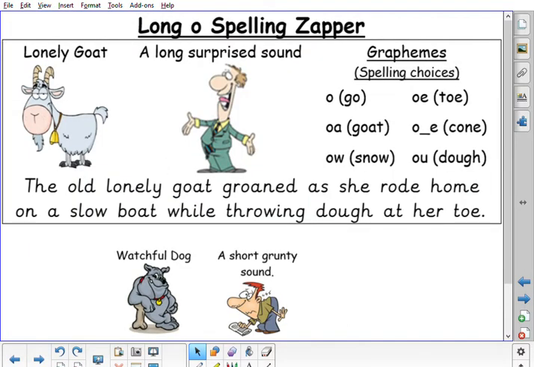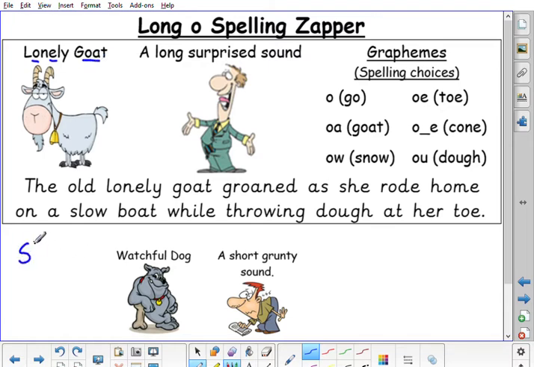Here we go. Hopefully you found these things I'm about to tell you now. Long O spelling zapper. And it's got a long O sound here. Here's a little character to help us remember that: lonely goat is a long surprise sound. Let's look at the letters. Lonely, those two letters are making a long O sound, and goat is making a long O sound.